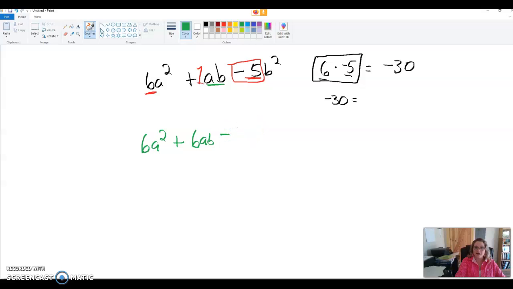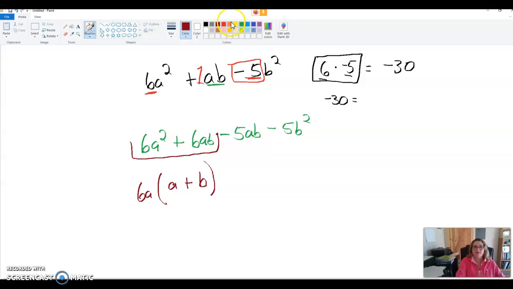And then I subtract a 5ab minus 5b squared. So I'm going to go through the same steps that I have already. I'm going to look at this first two sets. What does 6a squared plus 6ab have in common? It has a 6 and an a in common. So I'm going to pull out my 6a on the outside and do my parentheses. 6a squared divided by 6a just gives me an a, plus 6ab divided by 6a is going to leave me with a b.